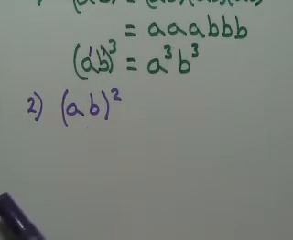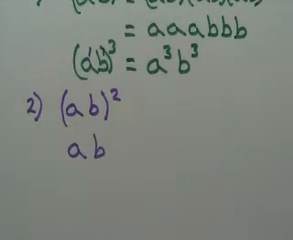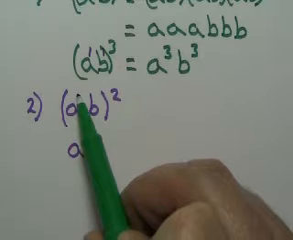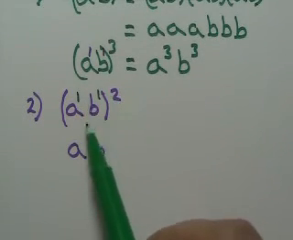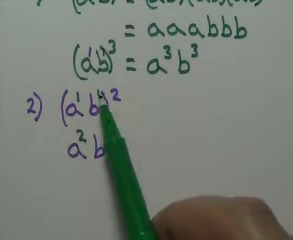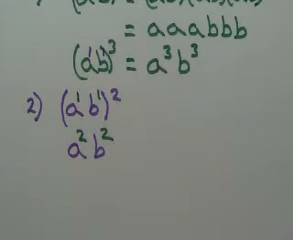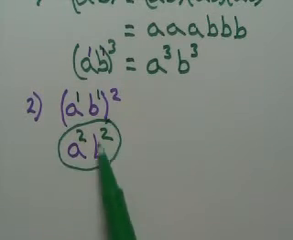Here's number 2. The quantity AB squared. Now this is the 1 right there, and a 1 right there. And if I multiply the exponents, 2 times 1 is 2, 2 times 1 is 2. So there's my answer: A squared, B squared.